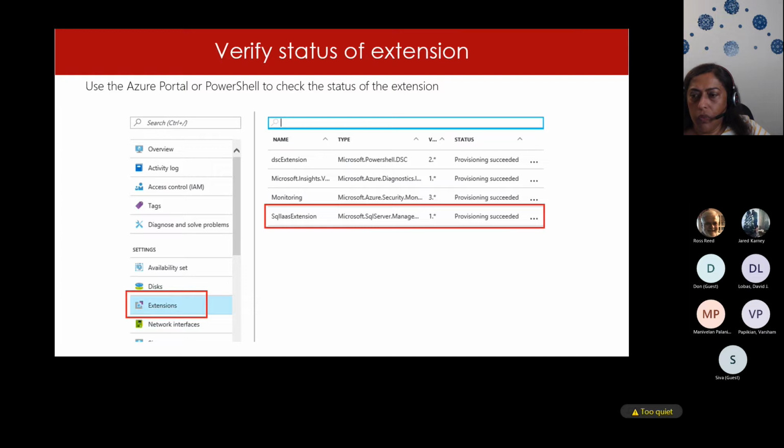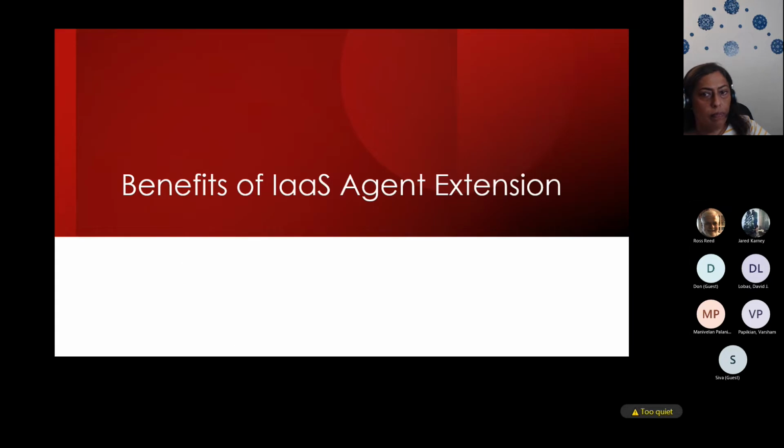Okay. So the first thing you can do is verify the status of your extension, whether the extension is installed or not. This is the name of the extension, SQL IaaS extension. When you are in the VM blade, you go under Settings, under Extensions. And if you see this, this means that the agent is installed, right?